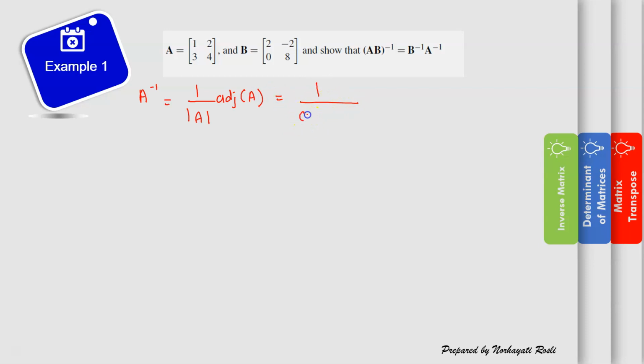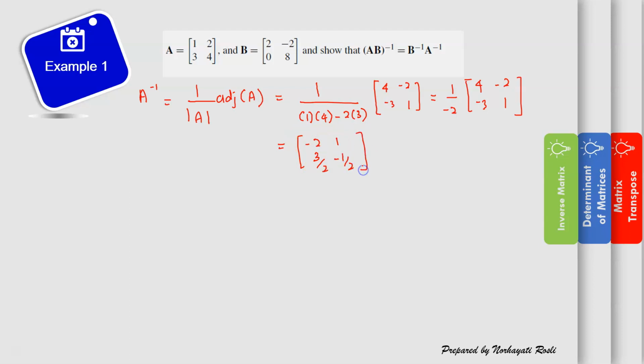In our case, we have 1 times 4 minus 2 times 3, multiplied by the matrix 4, -2, -3, 1. This is the adjoint of A. When we solve this one, we get 1 over negative 2 times the adjoint, which means that the inverse of the A matrix is given by negative 2, 1, 3 over 2 and also negative 1 over 2.